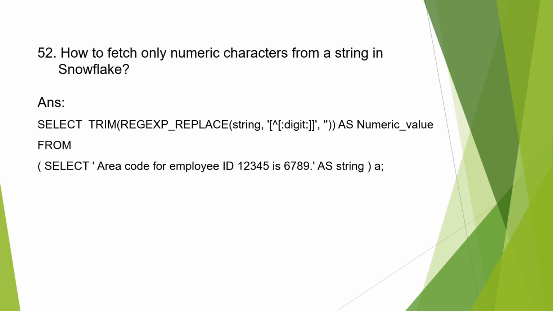Suppose I have a text like area code of employee ID 12345 is 6789 as a string. If I want to extract only the numbers from here, I can write a query like this. Select TRIM of REGEXP_REPLACE, where I am replacing all non-digit characters with empty characters. So it will display the result as only 123456789. It will remove all the characters and display only numeric digits.